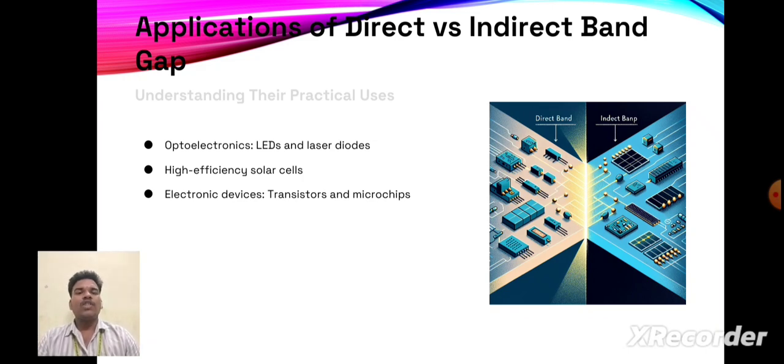And there will be a high efficiency of solar cells. Nowadays we are seeing that many colleges and houses are fitted with solar panels, which save electricity by running on sunlight. Those solar cells have high efficiency due to the direct band gap. And electronic devices like transistors and microchips also have a direct band gap. These are the applications of the direct and indirect band gaps.